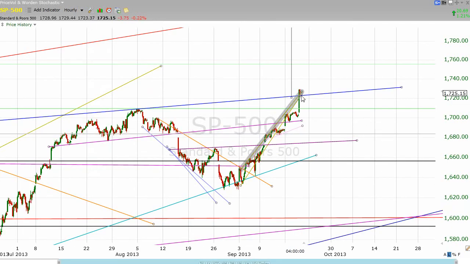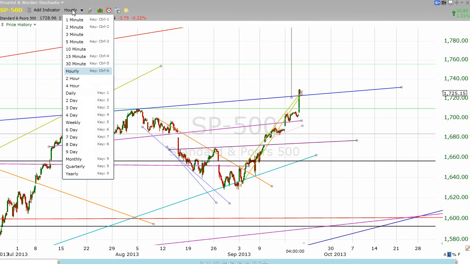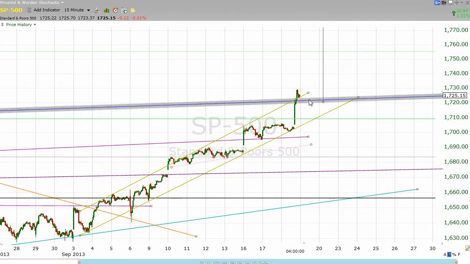So let's see if we get some follow through tomorrow, and if we get follow through, let's see if we maybe can get up to a technically significant area, and see what this S&P's got in store for us.